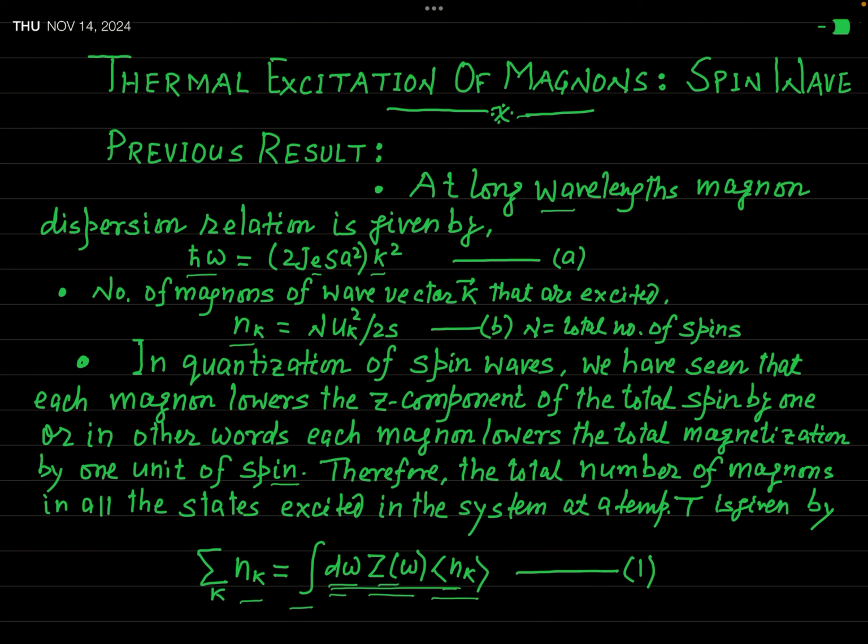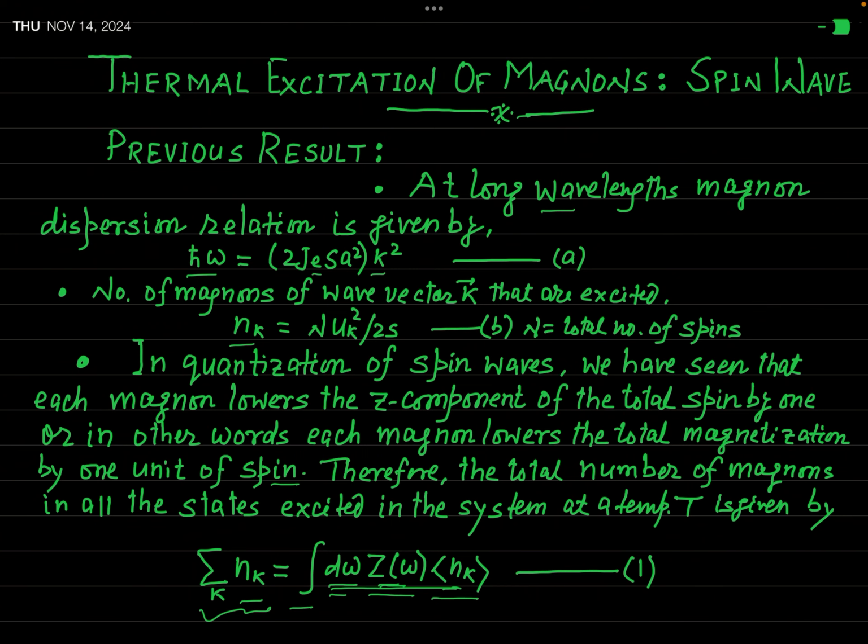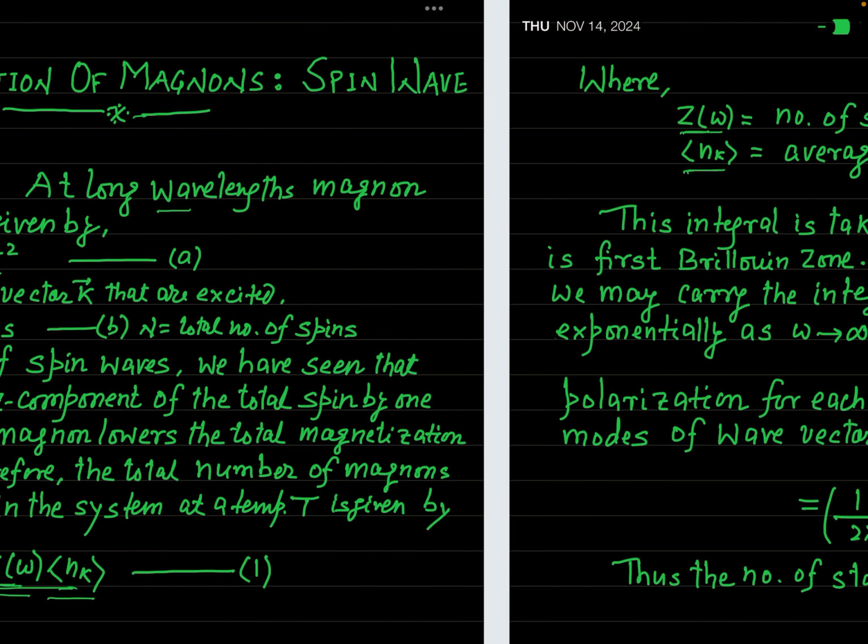Okay, now actually our aim is to obtain the value of this summation over k, and for this you can see you have to obtain the value of this z omega and this nk. So after obtaining the value of z omega and nk and substituting in this equation 1, we will be able to find this total number of magnons in all the excited states in the system. Okay, so now let us try to find the values of z of omega and this nk.